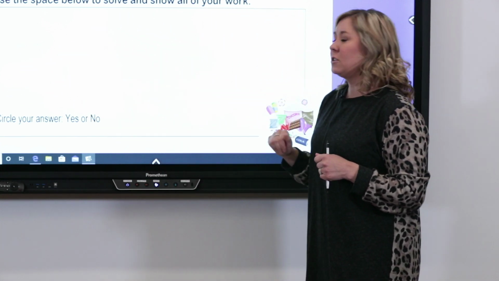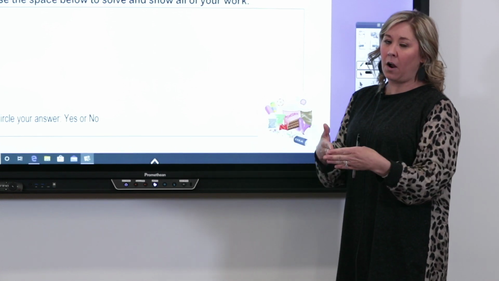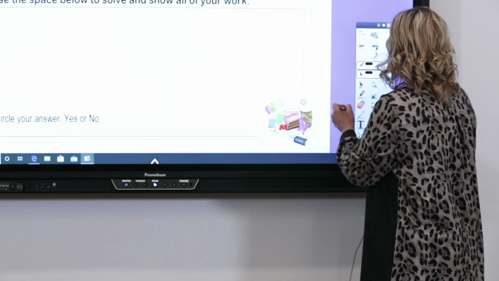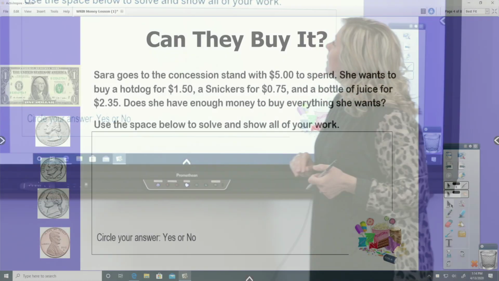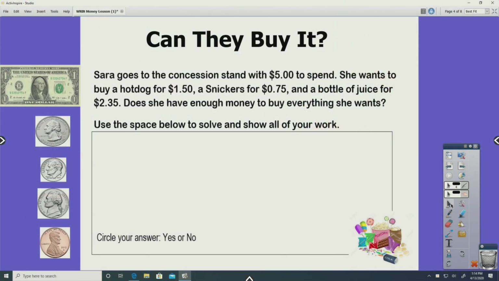Okay, so we need to get used to doing that. And I like to have my friends all have their own bags of money when we're in the classroom. So what we're going to do is, we see Sarah goes to the concession stand with $5. She has $5 to spend at the concession stand.